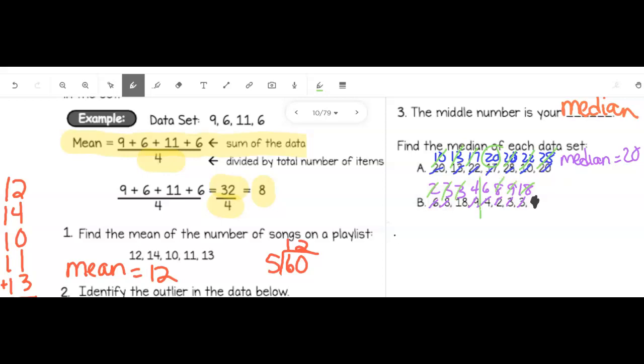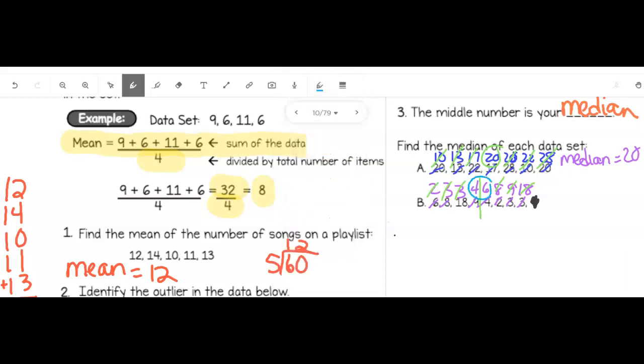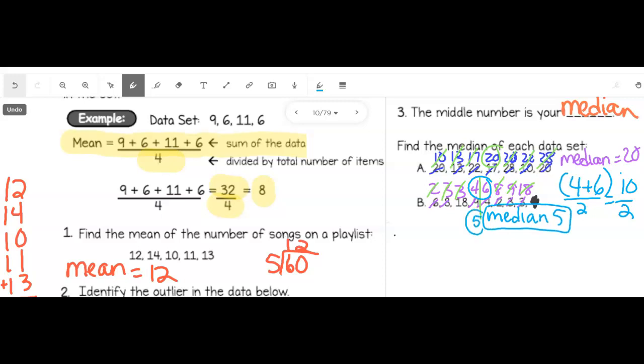Oh, but there is no number in the middle. So what you do is we're going to find the average or the mean of the two middle numbers. So we do 4 plus 6, and then divide by 2. 4 plus 6 is 10. Divided by 2, which means my median is going to be 5. And if I asked you what number is between 4 and 6, you would be able to tell me 5. So even though 5 is not part of the set, it is included in the median.